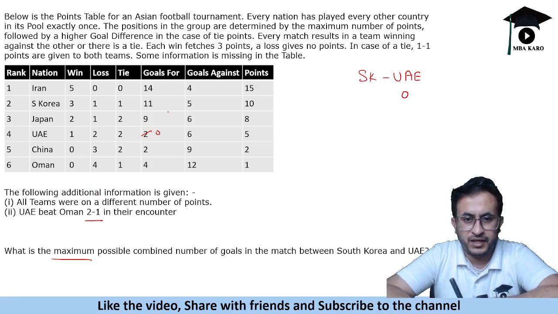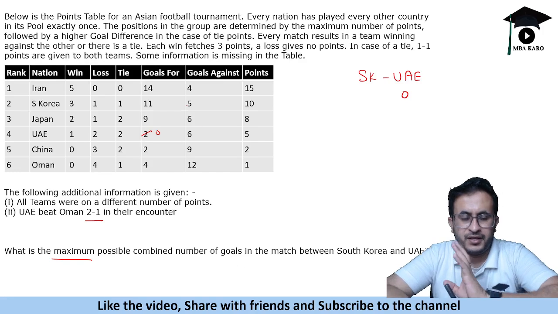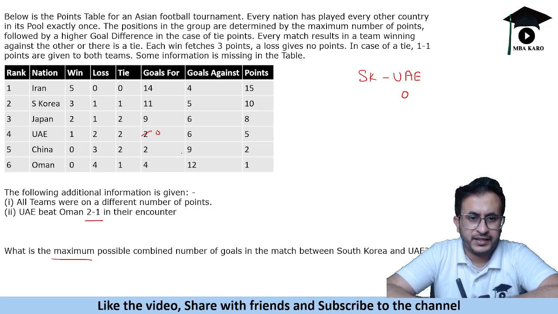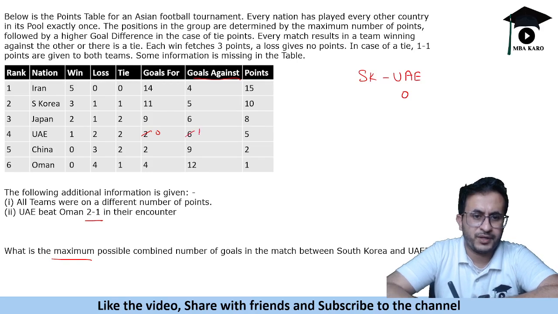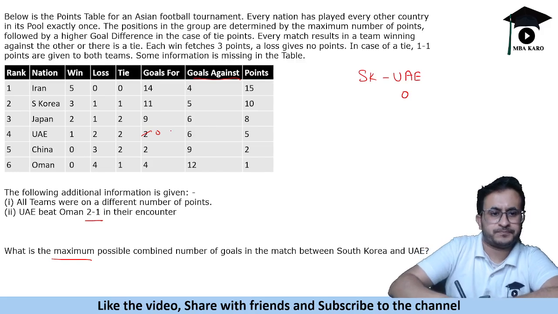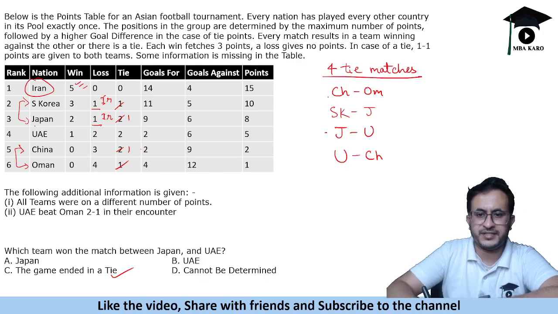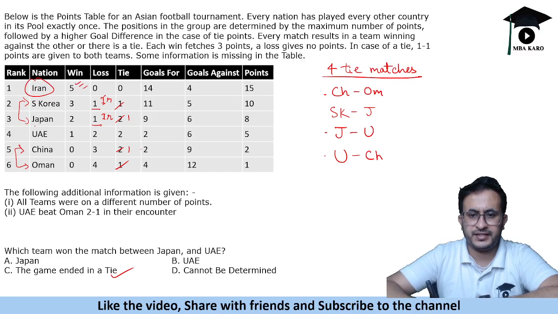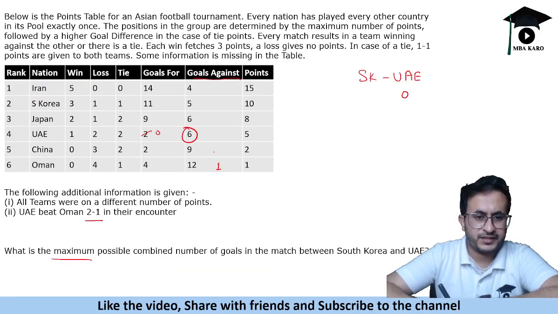Now we need to find the maximum number of goals in the match between South Korea and UAE. Before looking at South Korea, let us see UAE's goals against is 6. UAE beat Oman 2-1 in the encounter, so 1 goal is by Oman. So of these 6, 1 is by Oman. In the previous question we saw that UAE versus Japan is a tie, and UAE versus China is a tie.